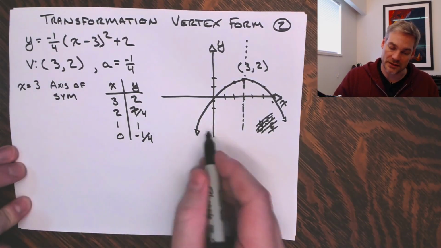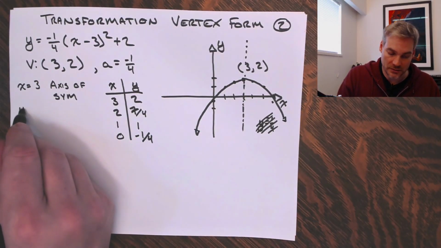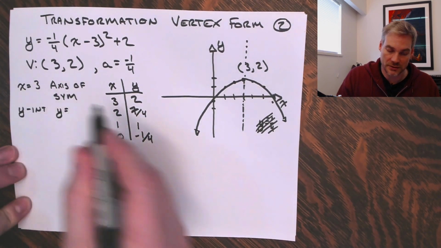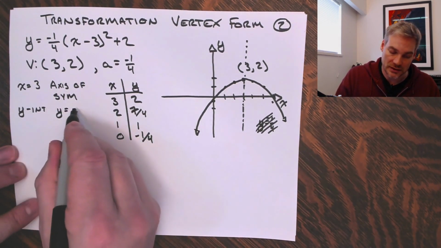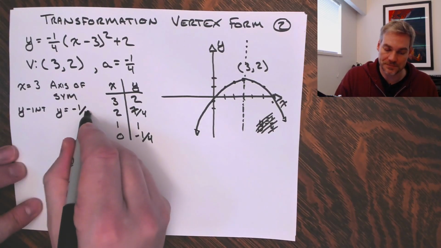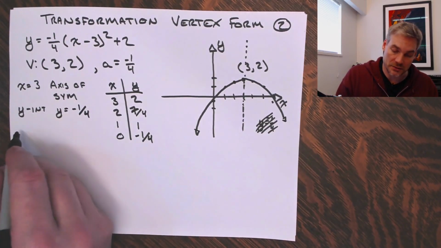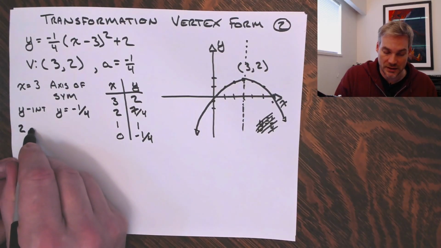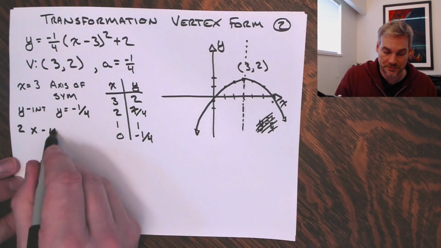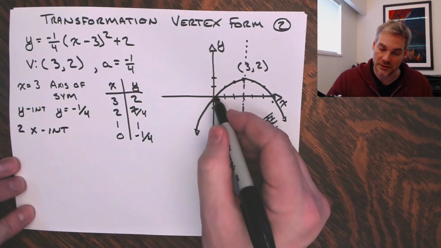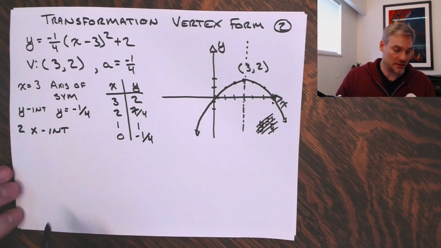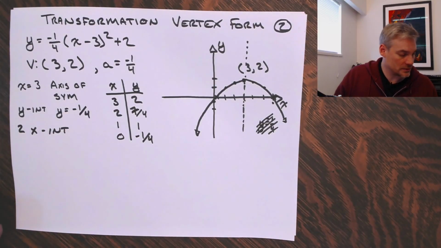We know our y-intercept. Our y-intercept is y equals negative 1 quarter. We can see that we have 2 x-intercepts. We have one here, and we have one here. I think that's it. Yeah.